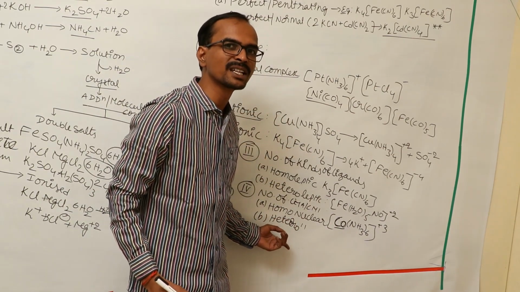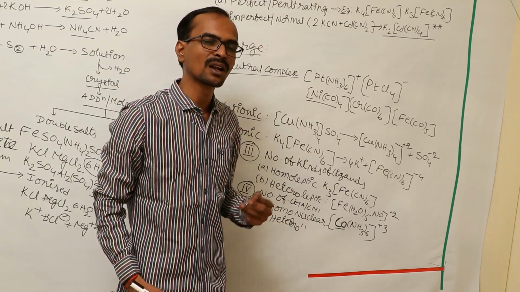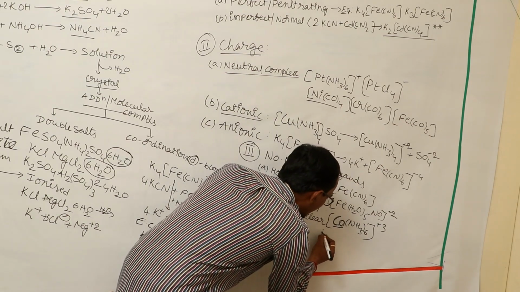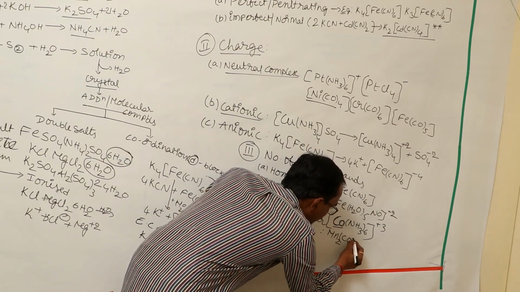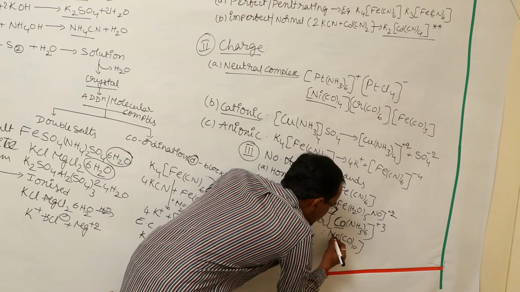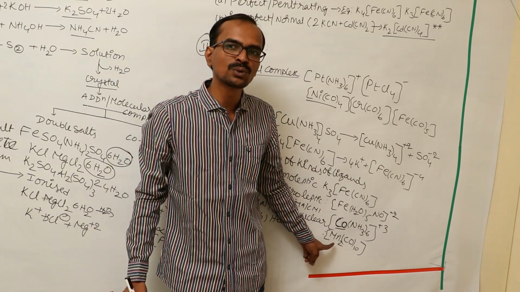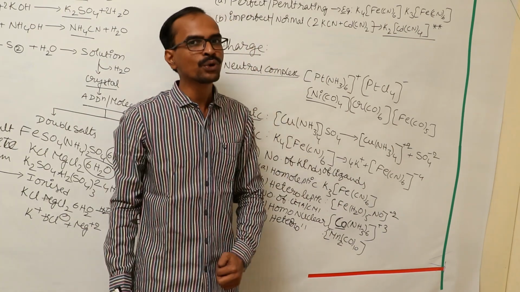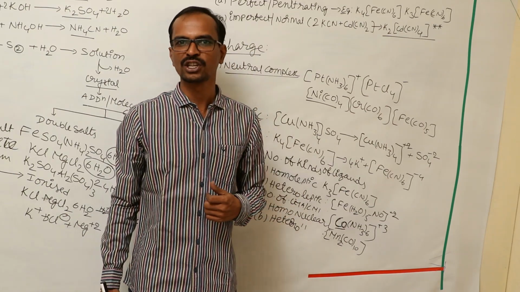Heteronuclear complexes mean there we have two different central metal atoms or central metal ions. We can take an example, Mn2(CO)10. Here it is a neutral complex having two central metal atoms. So these are called heteronuclear complexes. This is the introduction to coordination compounds.